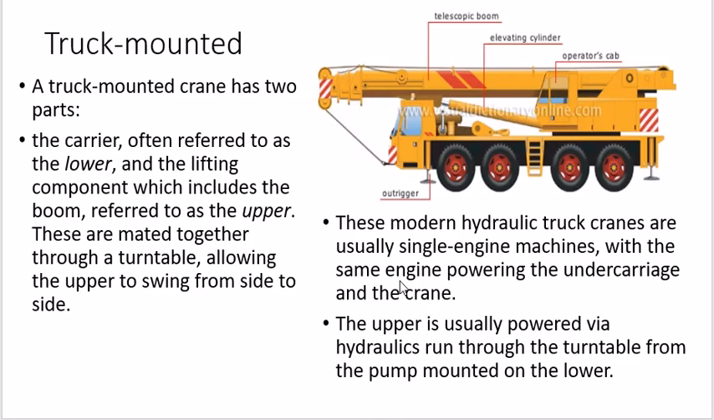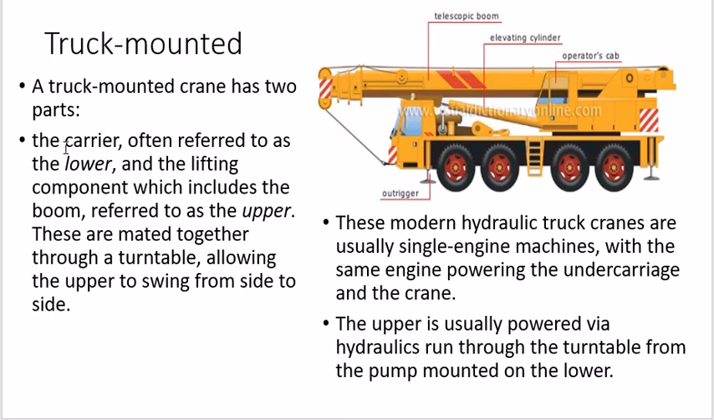The first one is truck mounted. I'll show you the figure over here. This is a truck mounted crane. Why is it called truck mounted? Because there is a truck on which you can load your crane, and it can be carried away to any location easily. Correct. So it has 2 major parts.